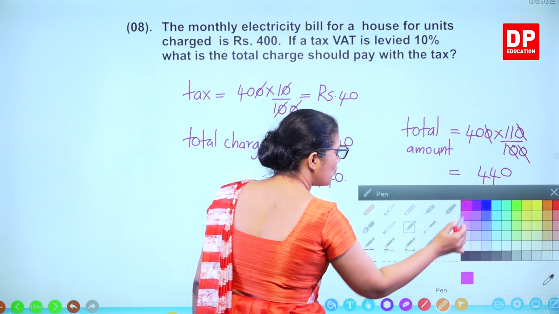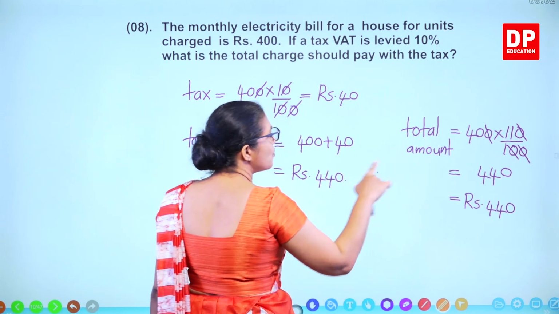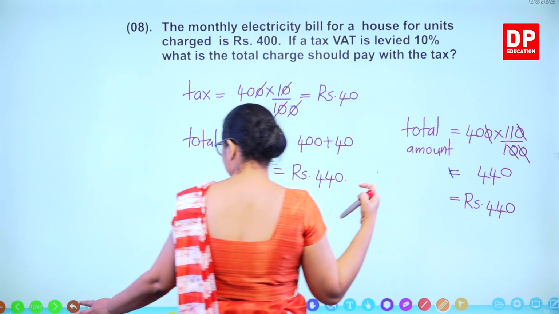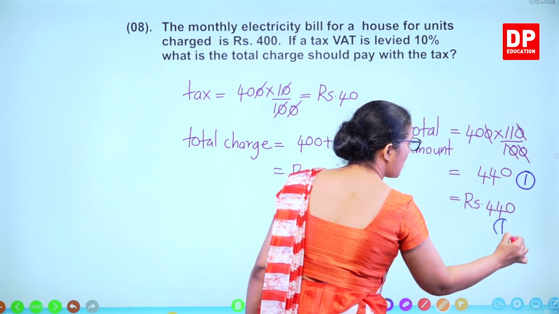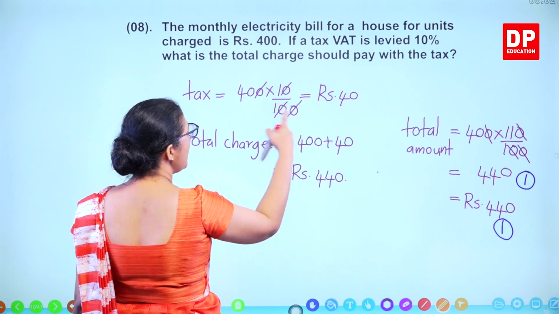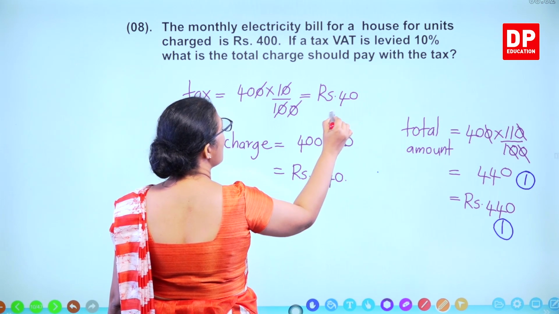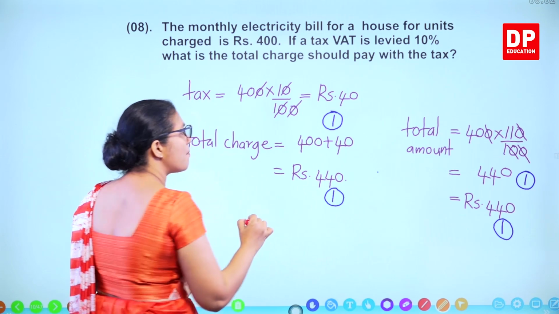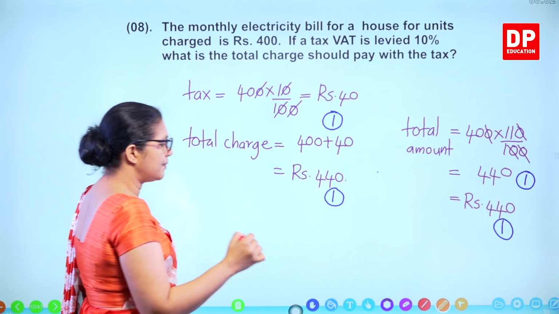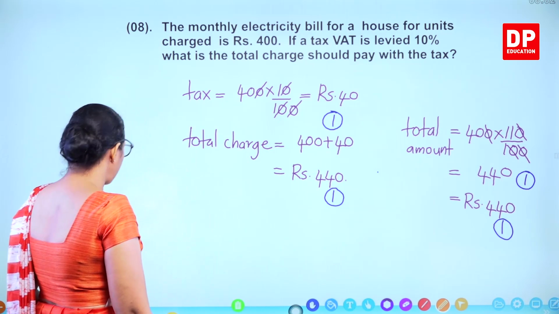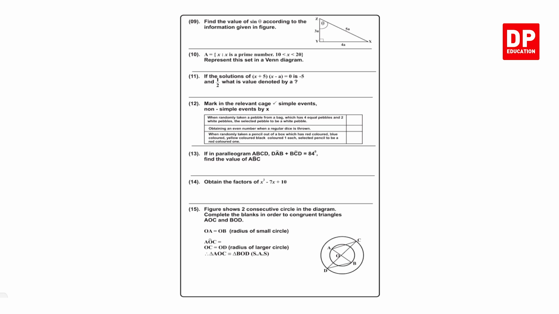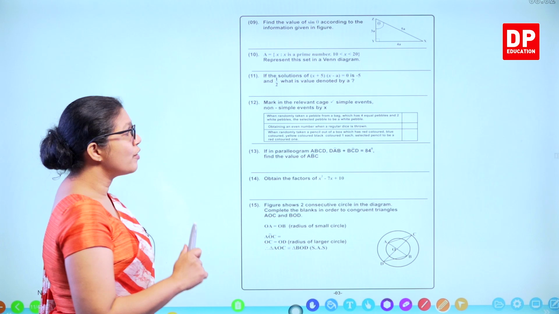So how do you get marks? You get a method mark and the answer mark. If you are doing it this way, finding this is 1 mark and 1 mark for the final answer. Now we'll look at questions 9 to 15. So first do this before you look at the video.